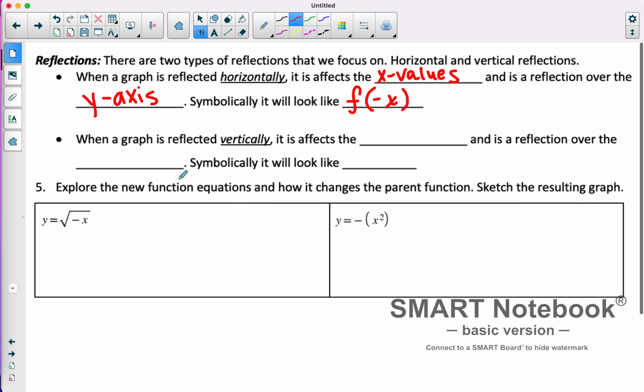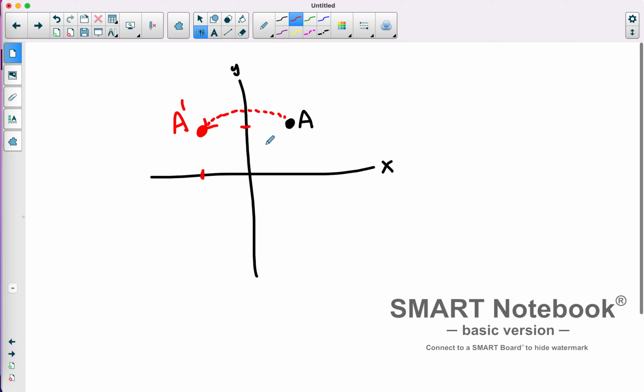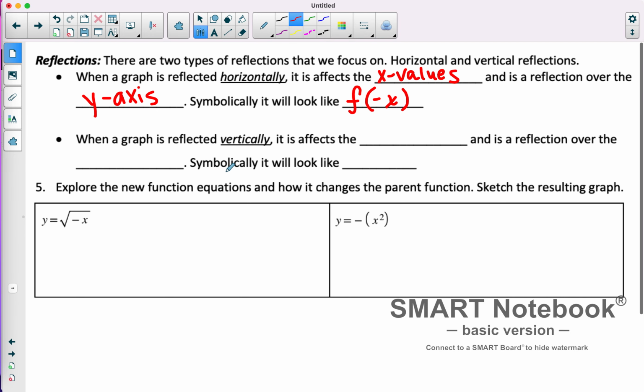So when you graph that, just make sure that you're thinking about which axis you are using. That y-axis is the up and down one, but it's affecting horizontal only the x values. You multiply the x values by -1. When a graph is reflected vertically, it affects the y values. And it's a reflection over the x-axis. Symbolically, that looks like negative f of x.